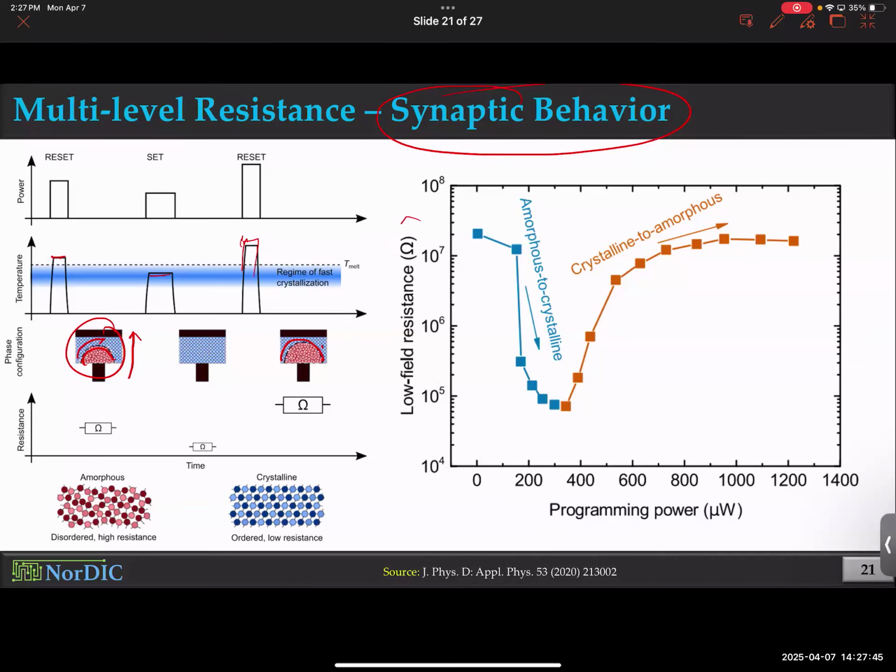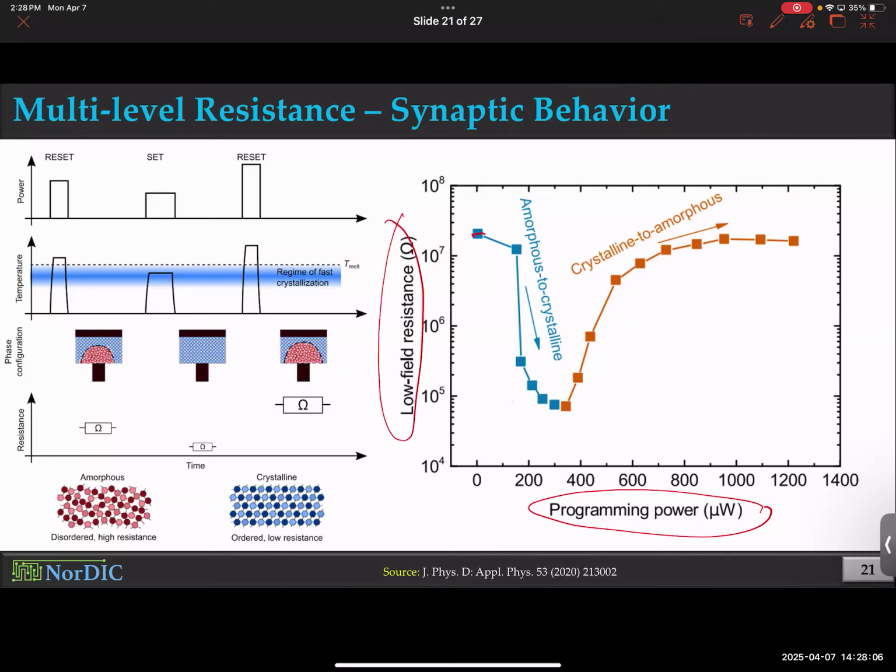But notice this characteristics here. This is resistance. This is programming power. Or in other words, this basically hides the current level here. The more power, more current you provide. Okay. Just use whatever data the papers provide, right? They decided to provide the power instead of current. So I'm showing you the power instead of current. But the point is, notice the resistance can gradually change, reduce, or increase.